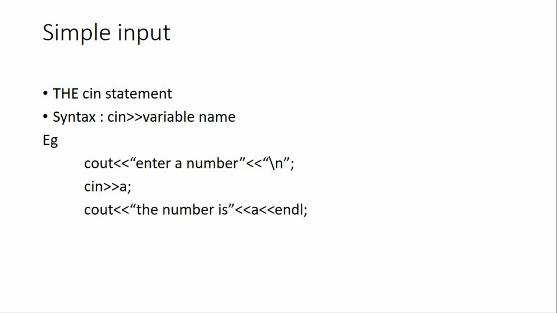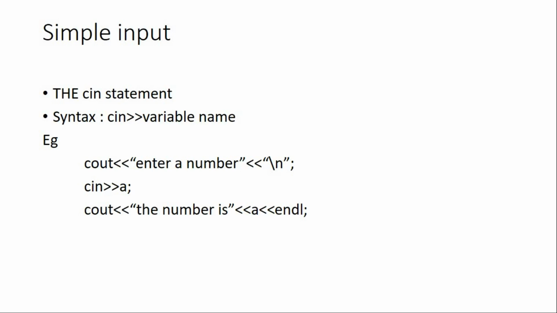So here we have simple input. How do we take input from the user in C++? We use the cin statement. Here we use a right shift operator, and we have a variable name. So for example, let's say cout, enter a number. That's the text you want to display, and then you're putting the cursor on a new line. And then cin a. That will accept something from the user. Whatever he types on the keyboard will go into variable a.